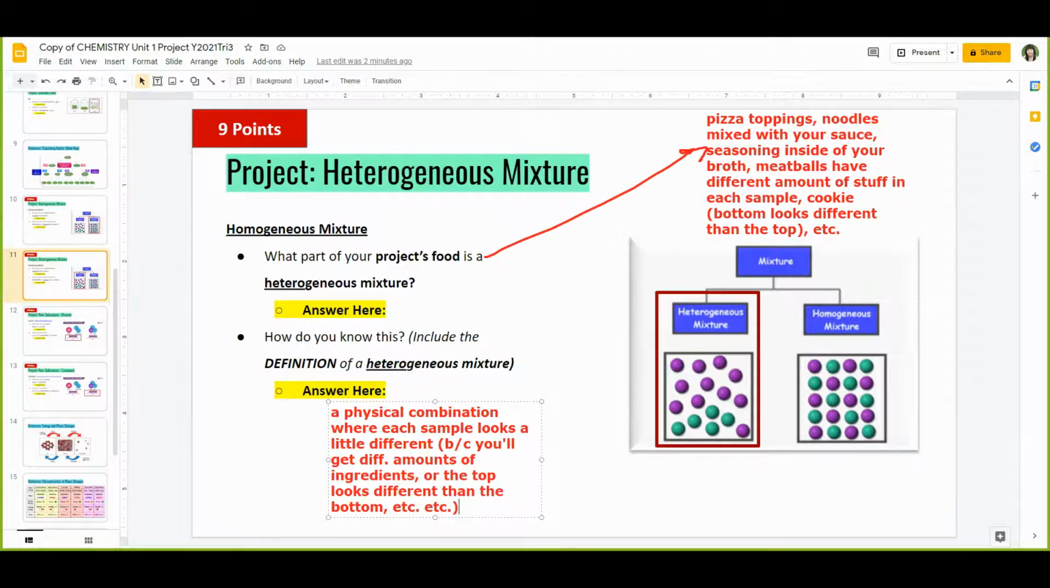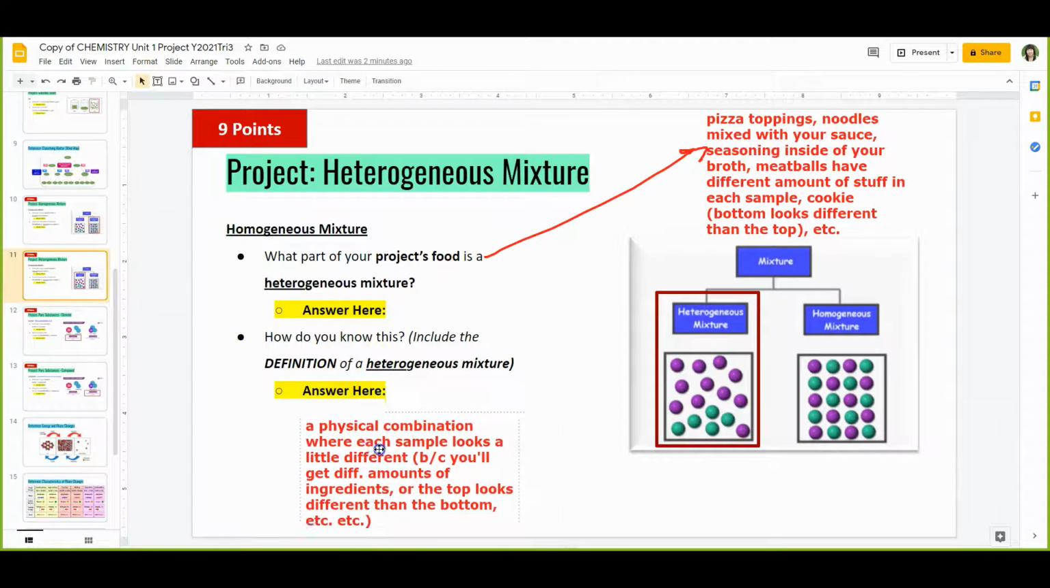Okay, so make sure that you take that definition, and as you're talking about how this part is a heterogeneous mixture, make sure that you include this definition: it's a physical combination where each sample looks a little different. All right, it's not uniform. Okay, so that is your heterogeneous mixture. Again, if you do need help identifying that, make sure you communicate with your teachers.